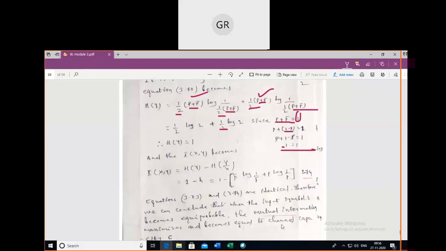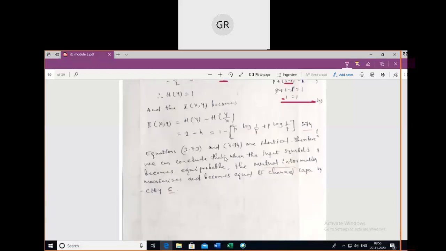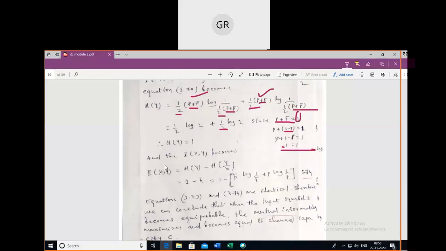And the I of xy becomes, what is I of xy? It's equal to H of y minus H of y divided by x. What is the value of H of y? It's 1 minus H of y divided by x, this one.